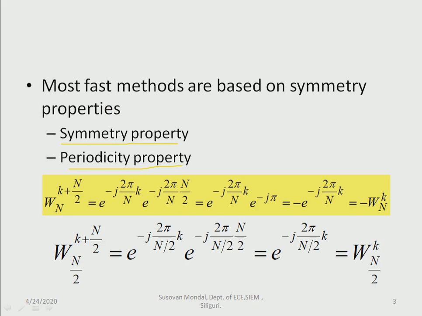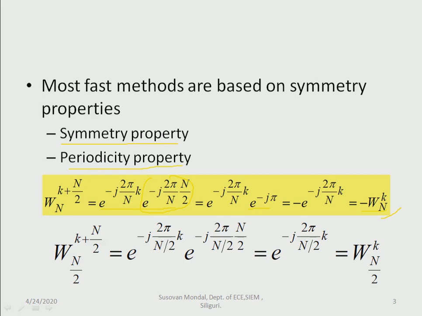First we will discuss what is symmetricity. Now W N to the power k plus N by 2 we can write down in this manner. So it is nothing but, this N will cancel out, 2 will cancel out, e to the power minus j pi, and e to the power minus j pi is nothing but minus 1. So W N to the power k plus N by 2 can be written as minus of W N to the power k. This is basically called symmetricity.